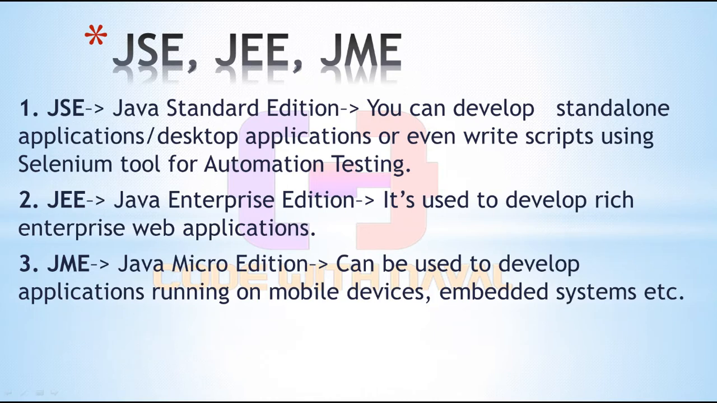Java Standard Edition. The first one is Java Standard Edition. You can develop a standalone application, desktop application, or even write scripts using the Selenium tool for automation testing. The Java Enterprise Edition is used to develop rich enterprise web applications. Then we have JME, Java Micro Edition, which can be used to develop applications running on mobile devices and embedded systems.